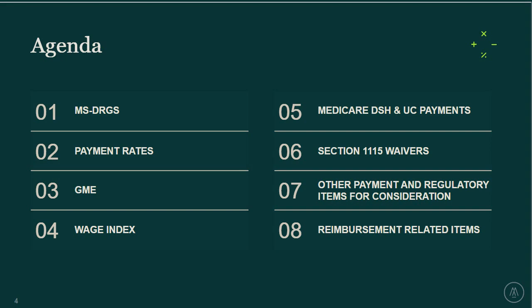Here's the agenda for today. In covering the IPPS regs, we'll be talking about the MSDRGs and changes to those, the payment rate update, regulatory changes to GME and wage index, Medicare DSH and uncompensated care payments, including some of the activity we've been seeing with audits, the Section 1115 waivers and how CMS has decided to treat those, as well as other payment and regulatory items for consideration and reimbursement-related items.